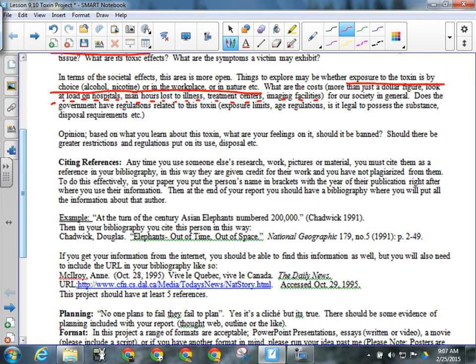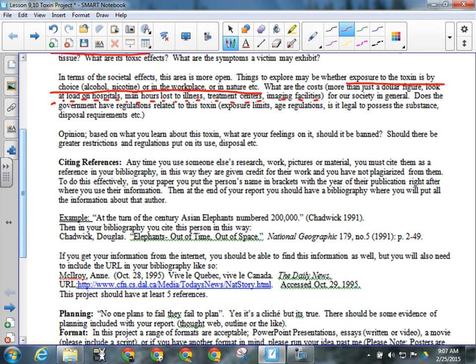Everyone understand kind of what the idea of the project is there? Half of the project is on the chemical itself and how it affects people. The other half is how it affects everybody. Now, citing your references. Really important that you do this right because it's worth 5 of the 25 marks that this project is out of.